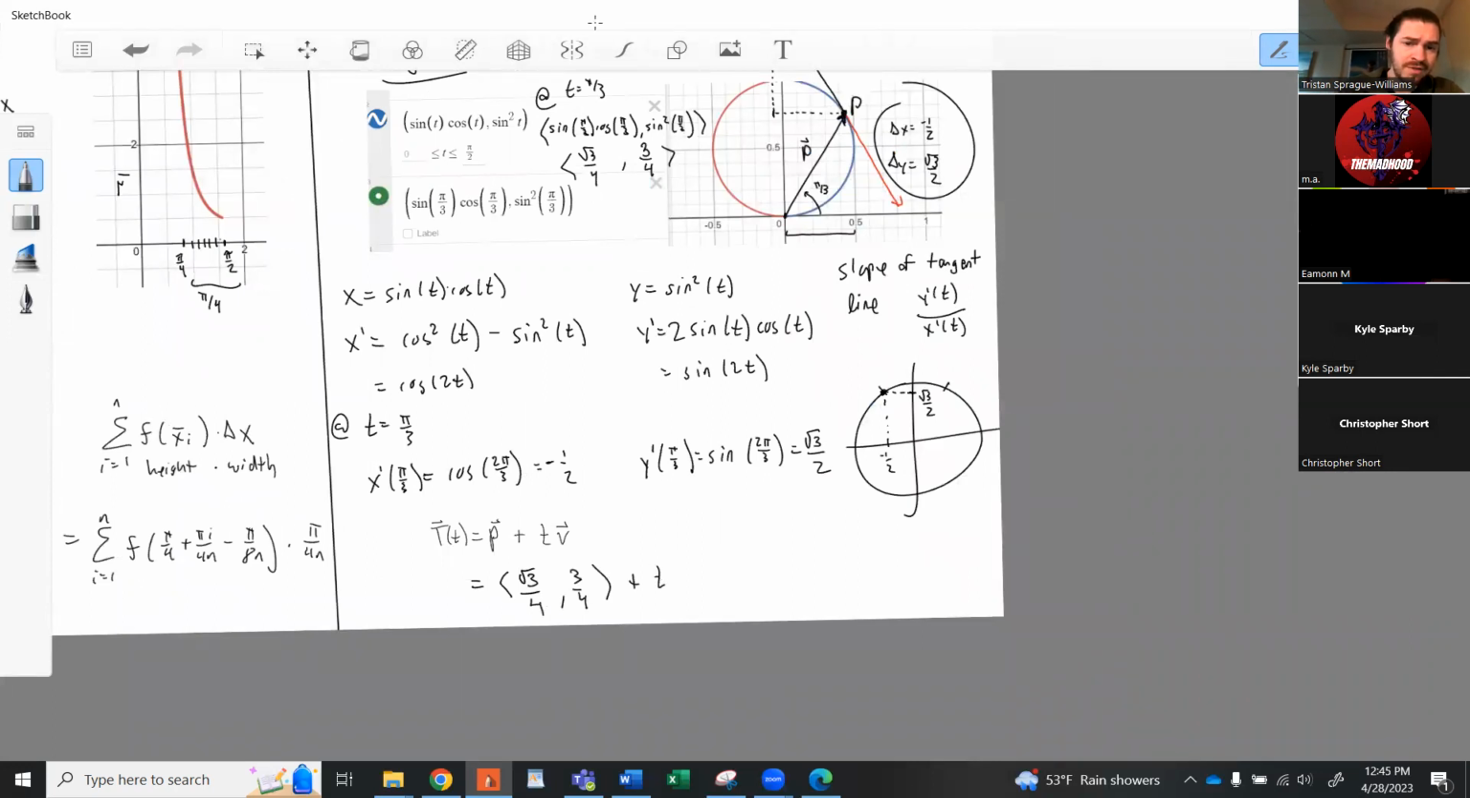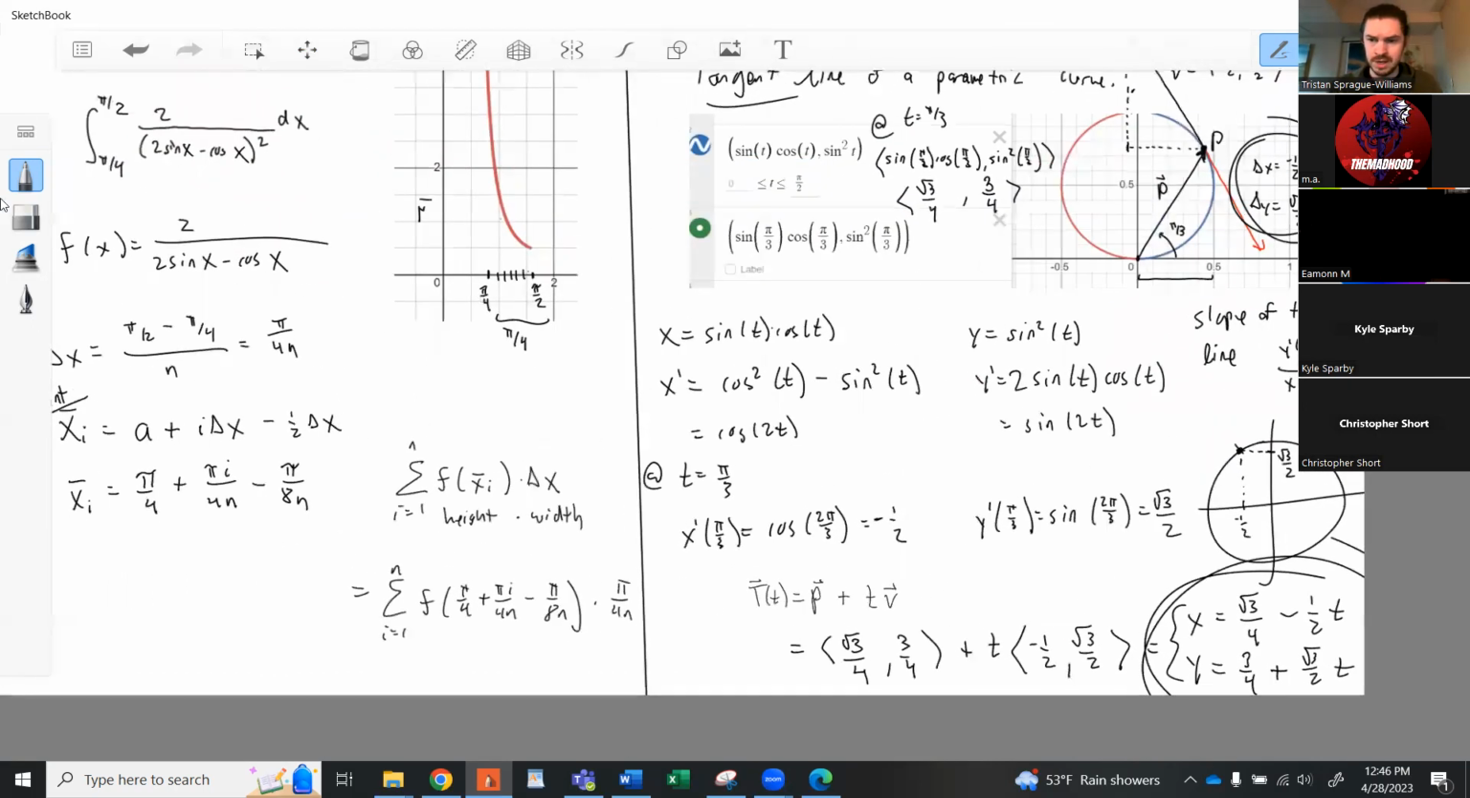I'm going to add to that this t multiple of the vector, which comes from the derivatives. And the result is this parametric description, which I'll now put in the xy format. Square root of 3/4 plus t times -1/2, so I'll write minus 1/2 t. And then the other one is the constant 3/4 plus t times the square root of 3/2.